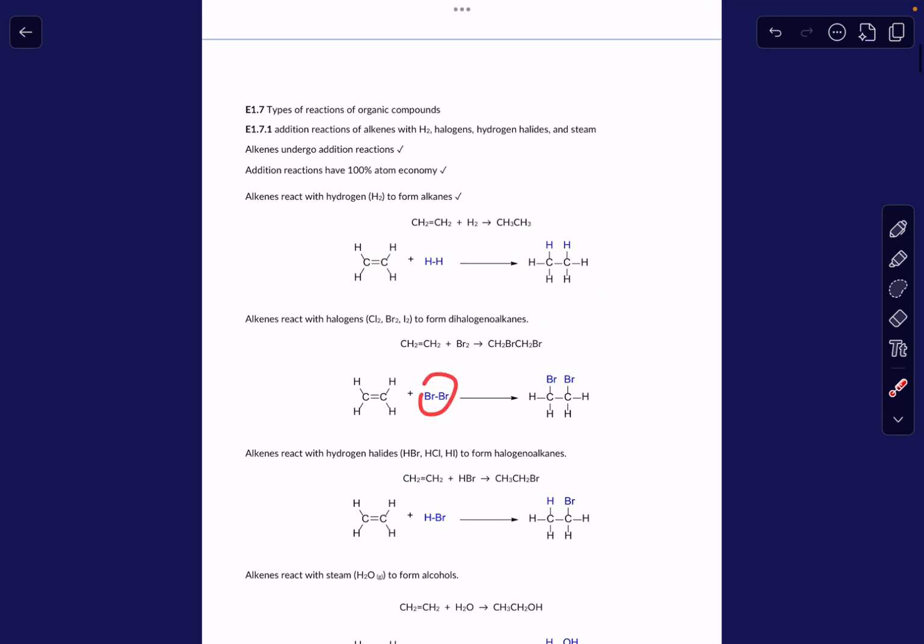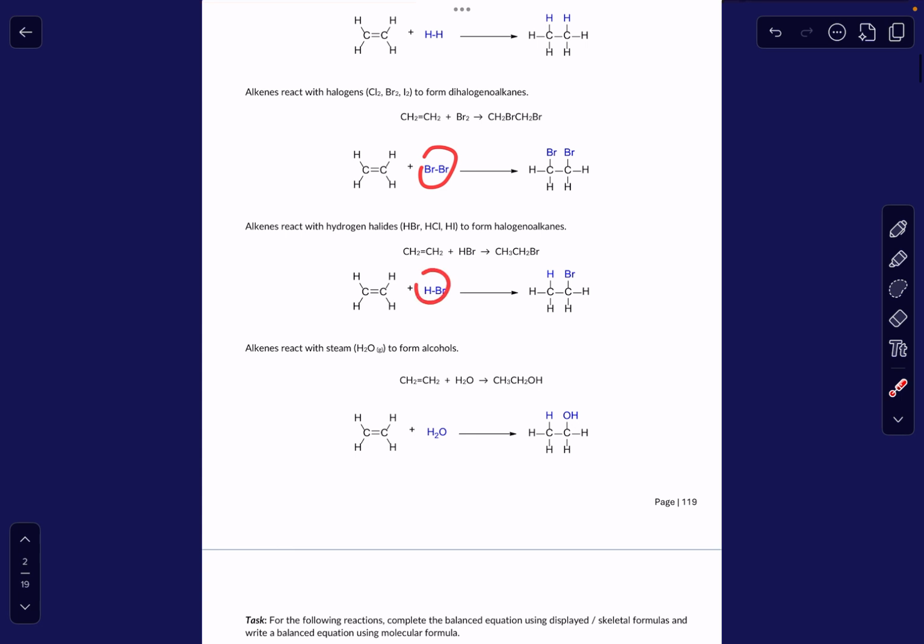You can see the same with bromine. You can see the same with HBr. See that there and there. And with water, we're going to break water up into H and OH. And we're going to add it there. It's like H and OH. As far as you need to know, that's it.